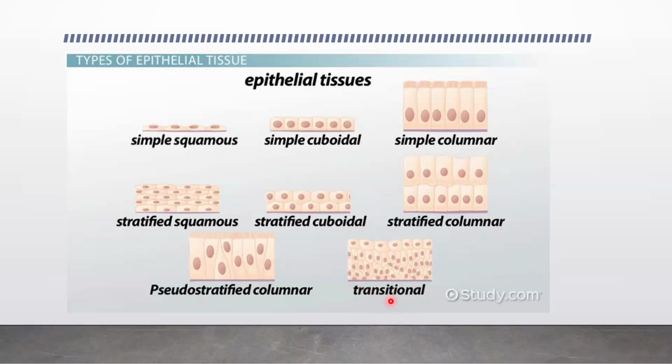Transitional epithelium, a characteristic of the urothelium, will be found in the urinary system. So talk about the urethra, the ureter, and the bladder itself.